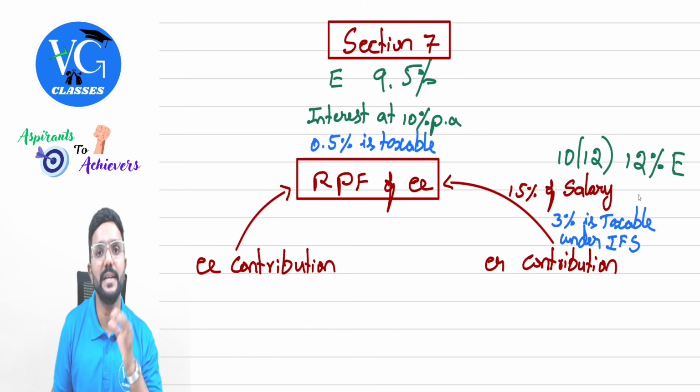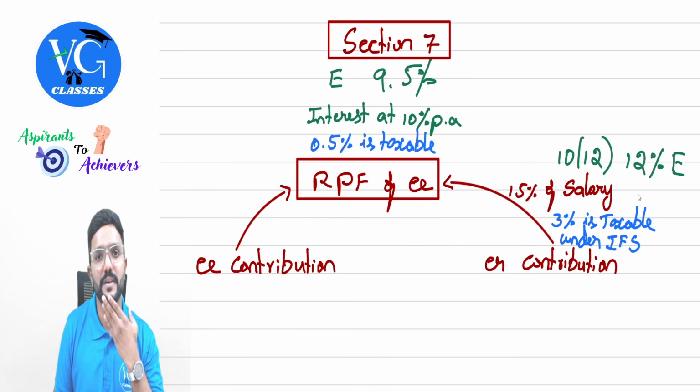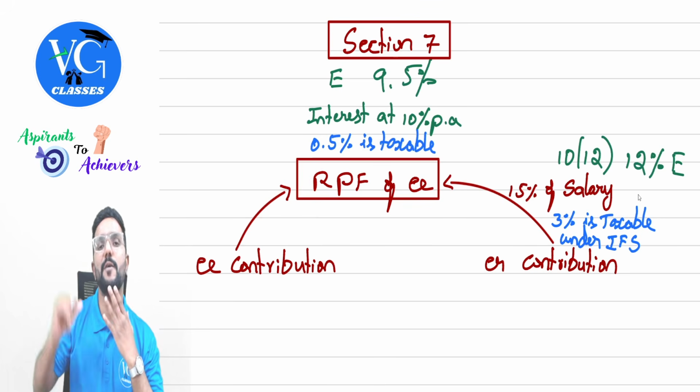Sir, when is it taxable? In the year in which it is contributed. Sir, but employee is not directly receiving the money, no, sir. Yes. Whatever money is there in the recognized provident fund, it is for whose benefit? Employee can withdraw this money whenever he wants or at the time of retirement.